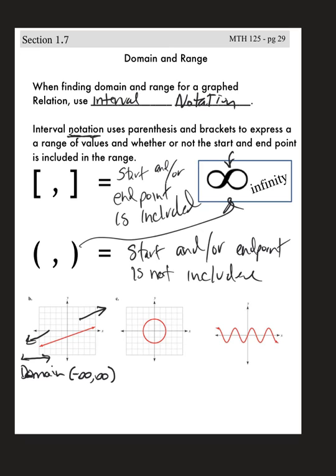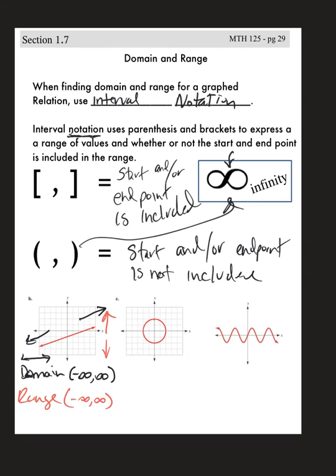Then if I'm talking about range, range is the y value. So I'm talking about how far down to how far up we're going. Notice that lines come from negative infinity, and even though it's slow, they are increasing forever, so they're going to go to positive infinity. So I'm going to express my range the same way that I expressed my domain.